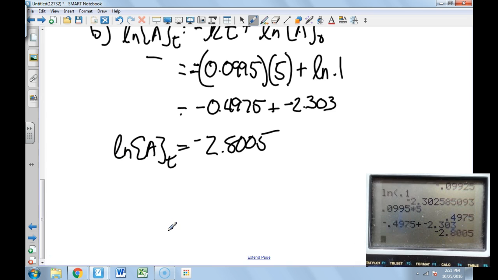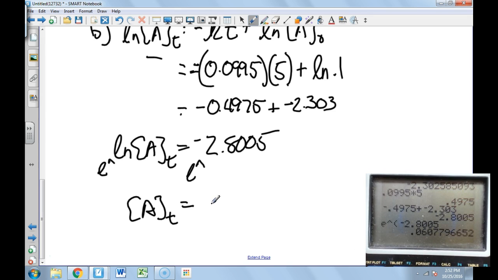Now we have to d-log this, or d-ln it. You have to do the inverse of this. And so the inverse of ln is e to this. If we do it to one side, we have to do it to the other, so we get the concentration of A at time t equals e to the negative 2.8005. And that equals 0.0608. And that's concentration, so that's molarity.